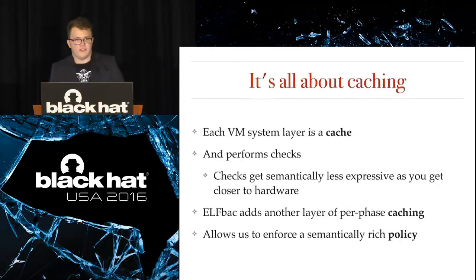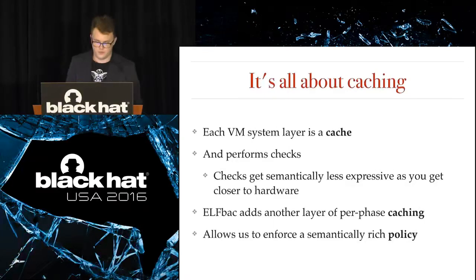And that view that everything in the VM layer is really about caching also stretches to the other layers that we have. For example, the various layers inside the Linux kernel are all caches of each other. The page table is really a cache of the VMA structs. And each of these layers performs some checks. And of course, these checks get semantically less expressive as you get closer to the hardware. The hardware can only check 3 bits, whereas the kernel page fault handler can perform much more complicated checks.